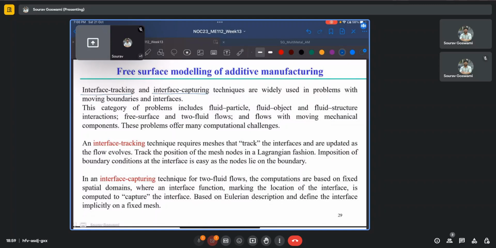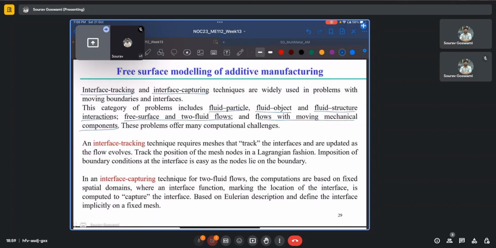And for this category of problems, the common interactions to consider are the fluid particle interaction, the fluid object interaction, as well as the fluid structure interactions, the free surface and the two fluid flows, and flows with moving mechanical components. And as you can guess, these problems are computationally very challenging to implement and often may only be valid for a constrained set of conditions, not generally valid.